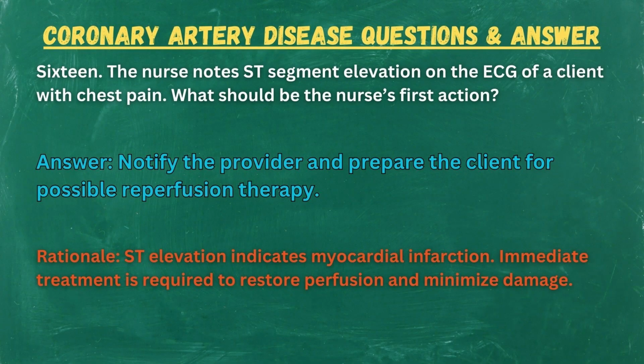16. The nurse notes ST segment elevation on the ECG of a client with chest pain. What should be the nurse's first action? Answer. Notify the provider and prepare the client for possible reperfusion therapy. Rationale. ST elevation indicates myocardial infarction. Immediate treatment is required to restore perfusion and minimize damage.